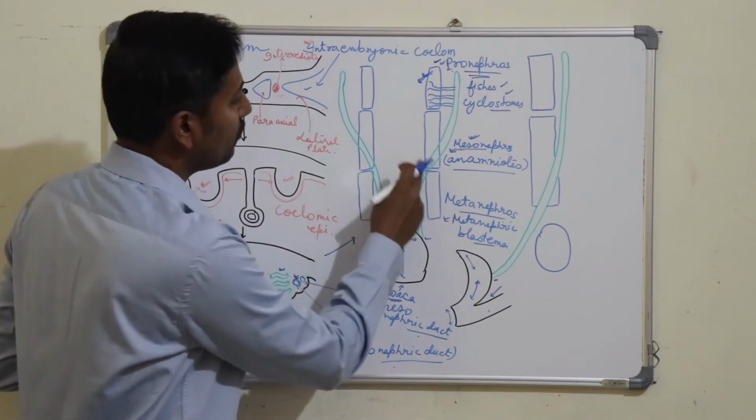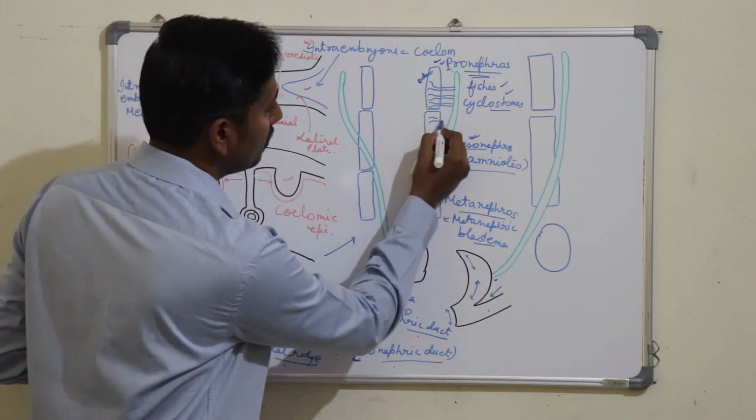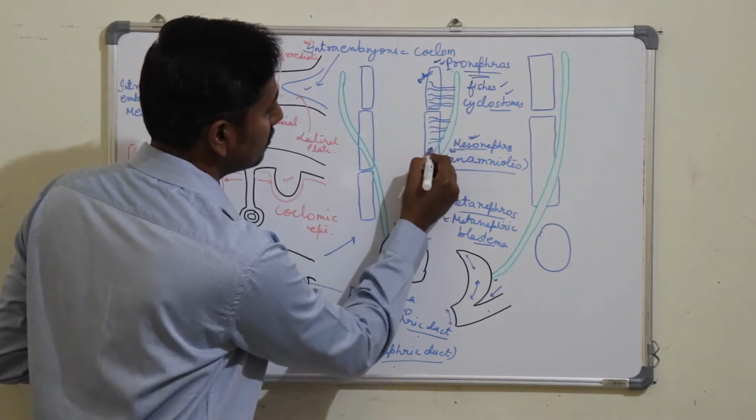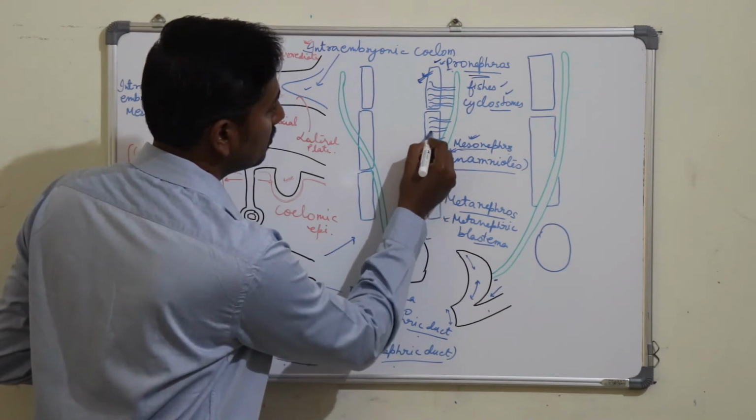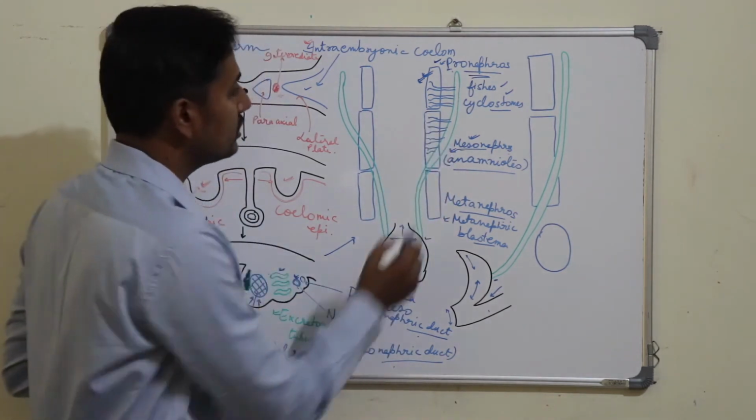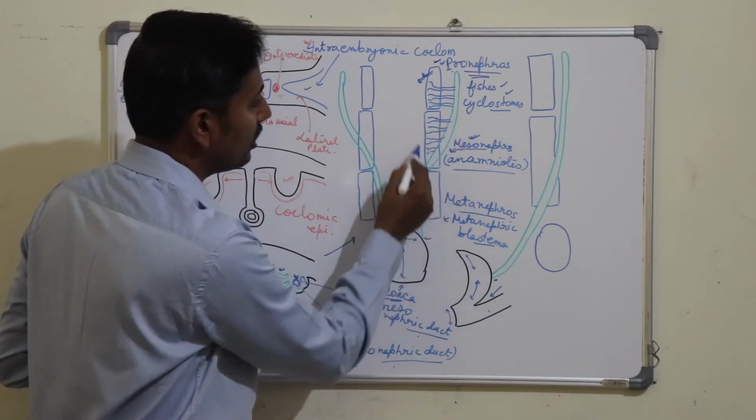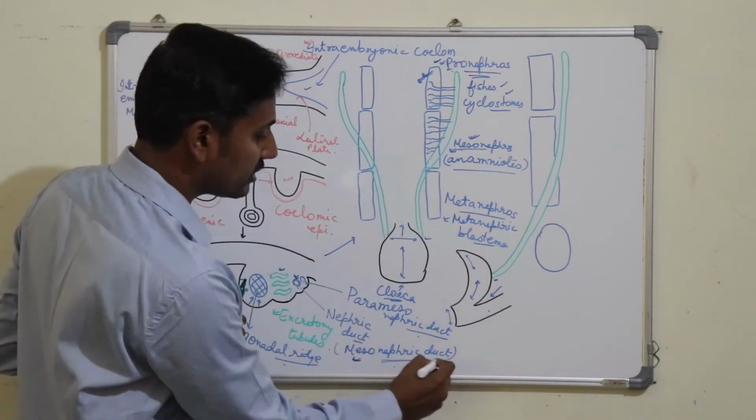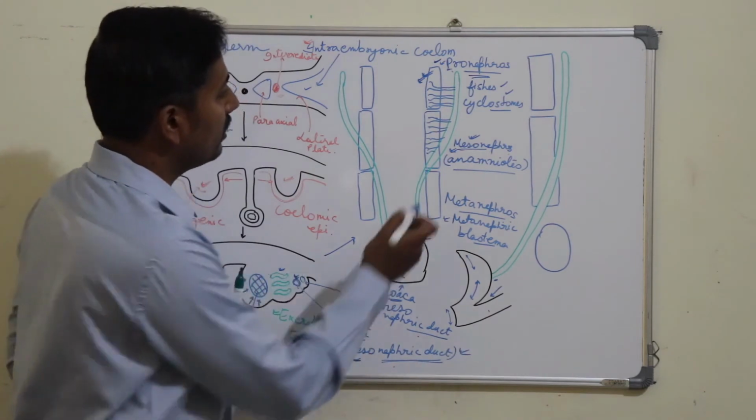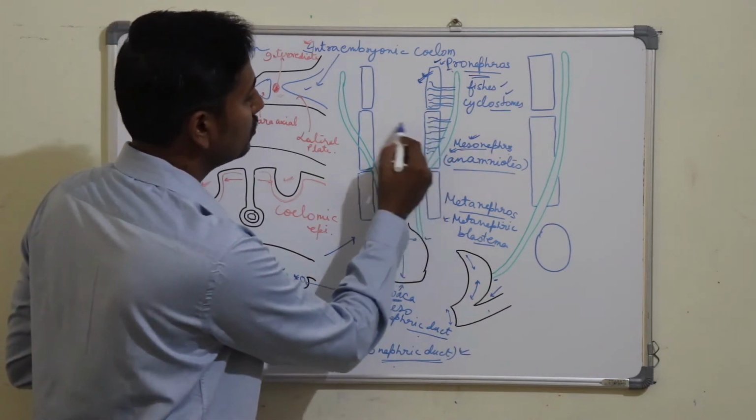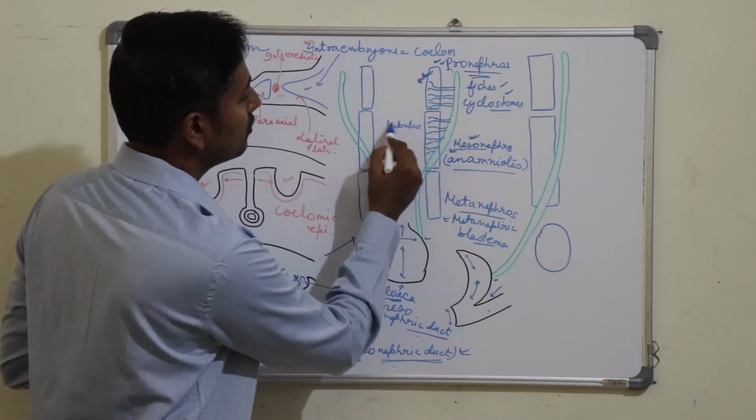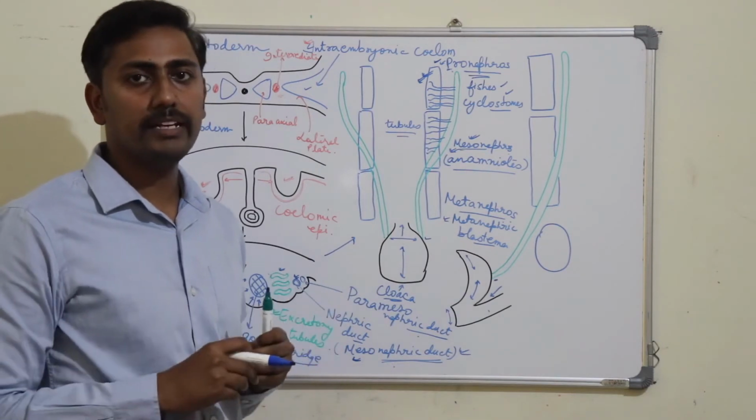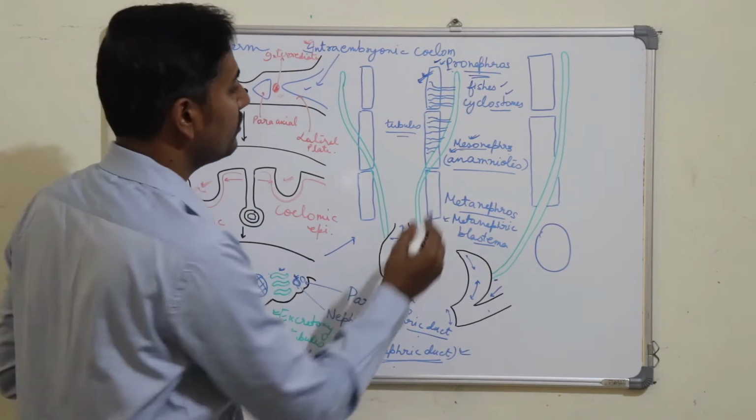Here also, the mesonephros is composed of small tubules which drain into this nephric duct. Now, this nephric duct, which is in relation with the mesonephros or the mesonephric tubules, is now called the mesonephric duct. Most of the mesonephric tubules disappear, but some of them remain, which participate in the formation of the ductal system of the testes.